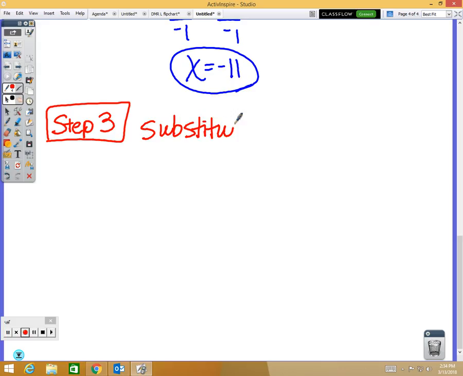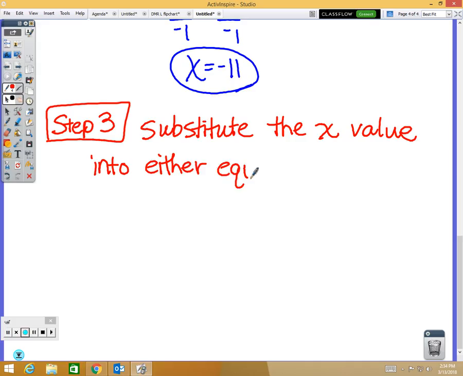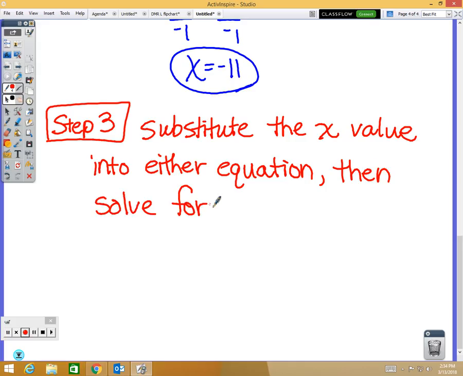Substitute the x value into either equation, then solve for y. So don't do it yet, because for sake of these notes and us staying organized, I want us to choose the same equation for now. Okay? Substitute the x value, the -11, into either equation, then solve for y.